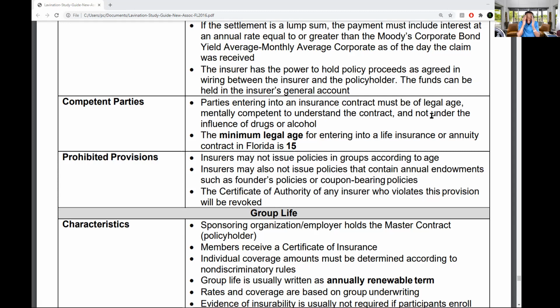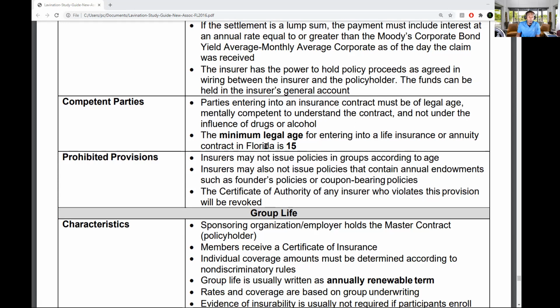Mentally competent. They have to be mentally there. If they're not mentally capable, they can't enter into the contract because they won't be able to understand it. And not under the influence of drugs or alcohol. If the person was drinking alcohol, they're under the influence, or drugs. So it's not a good idea to sell them a policy.